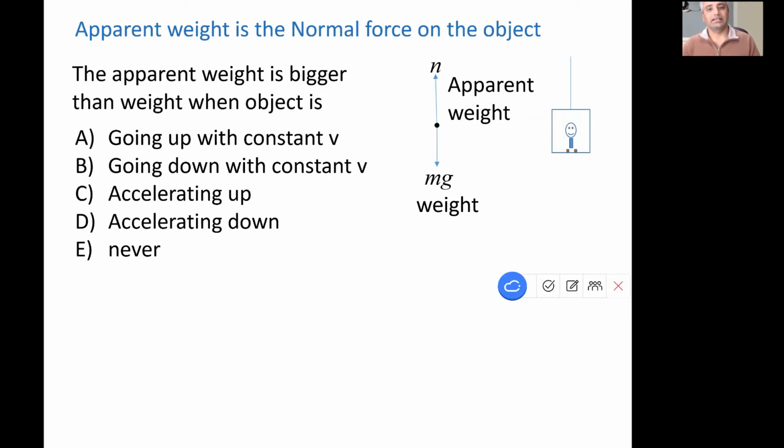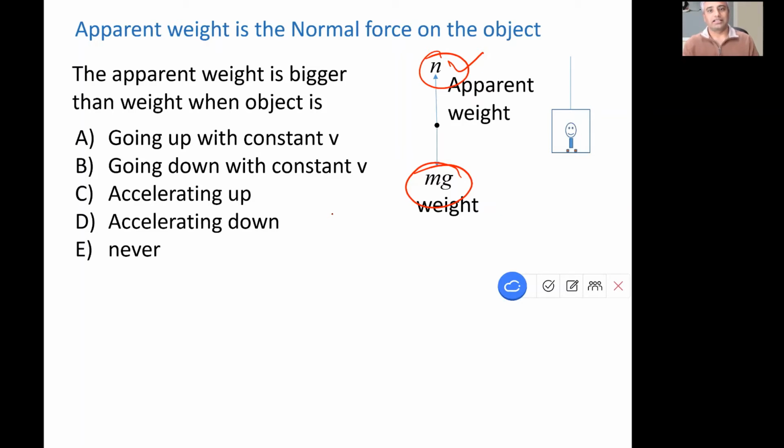So whenever there is acceleration, what happens? The weight is no longer equal to mg. That is called apparent weight. Okay, that is called apparent weight. And how do we calculate apparent weight? By finding the normal force acting on that object. So when there is acceleration, normal is not equal to mg. If you are standing on the scale, the normal force from the scale is not equal to mg if there is acceleration.